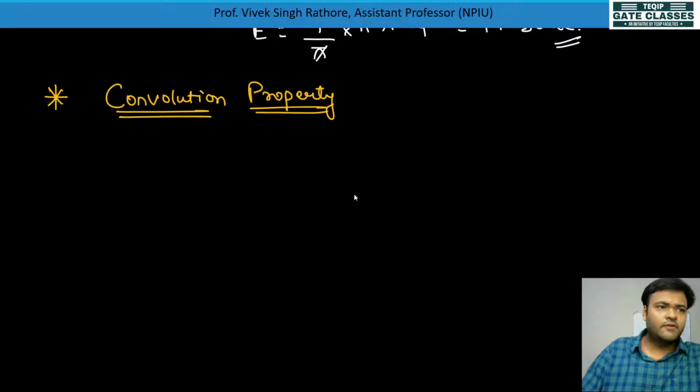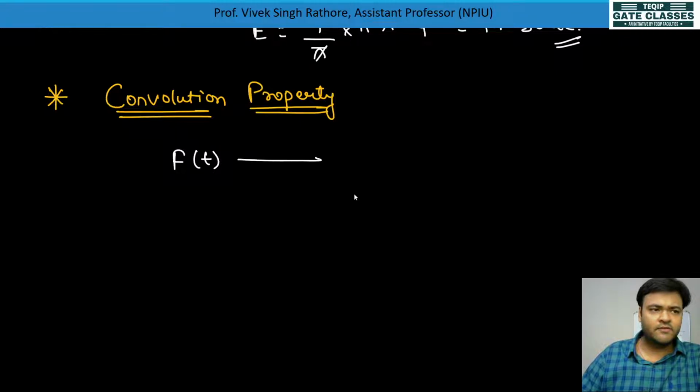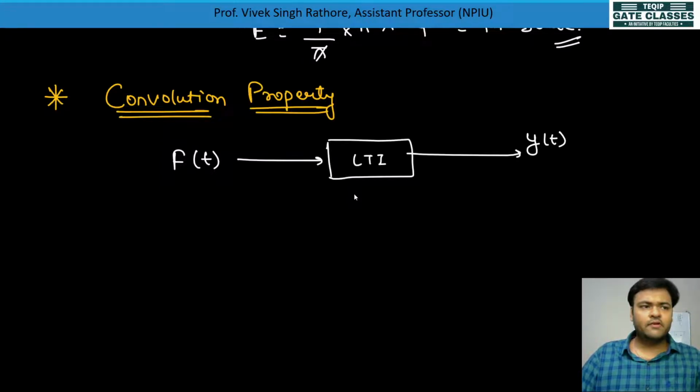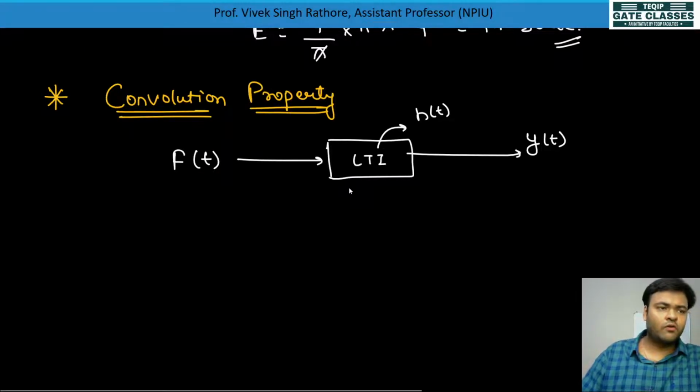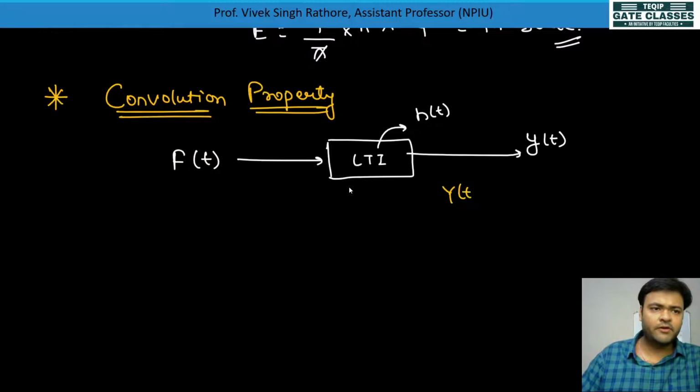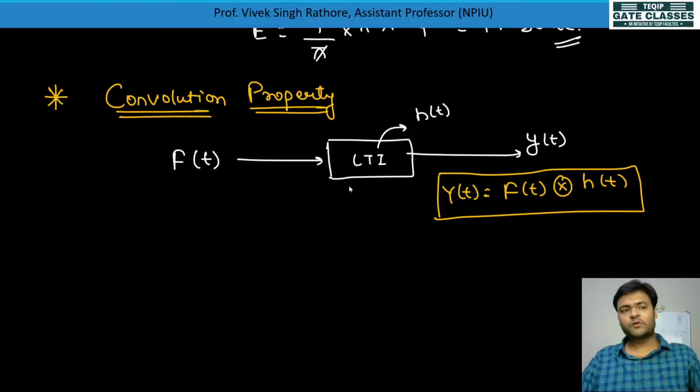So see, earlier we have seen convolution in the LTI system module 2. Whenever a signal is given to an LTI system and we are calculating the output response, let's suppose y of t is the output, and this LTI system has an impulse response, let's suppose h of t. Then y of t can be calculated as the convolution of f of t and the impulse response h of t. This is known as convolution for calculating the output response of an LTI system.